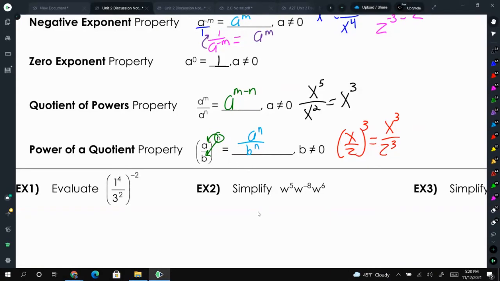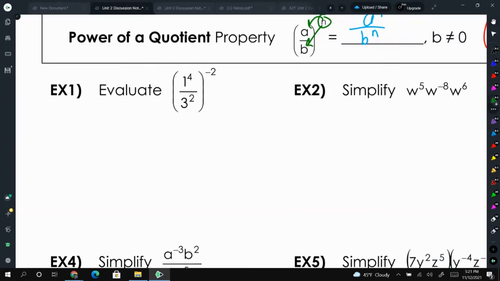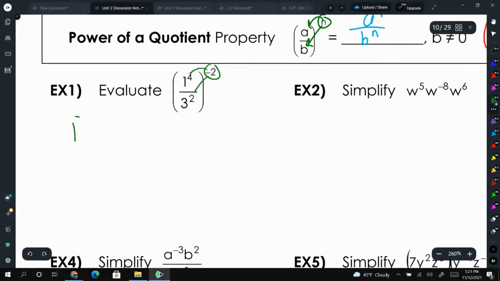All right, so let's look at these examples down here. We're going to evaluate this. So what that means is we want to get the value of this expression here. What I like to do first is simplify the inside, meaning are there any like bases? Right now there are no like bases. So then I will distribute this to the inside. So I'm going to get 1 to the negative 8th power. Because I have a power raised to a power, I'm going to multiply. And 3 to the second to the negative 2 will be 3 to the negative 4 power.